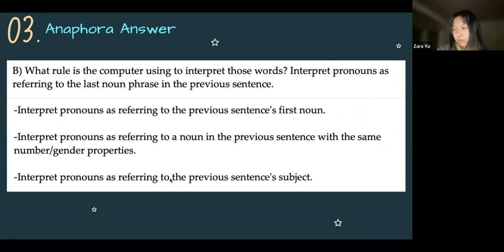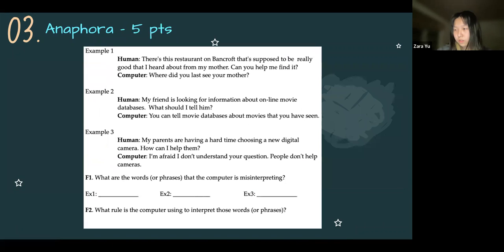So I believe all of these ones follow the first one because they use the last noun in all of them, like camera, the databases, and the mother. So they just use the last noun, and that's how the computer misinterpreted it for all of these. So that was basically just this question.